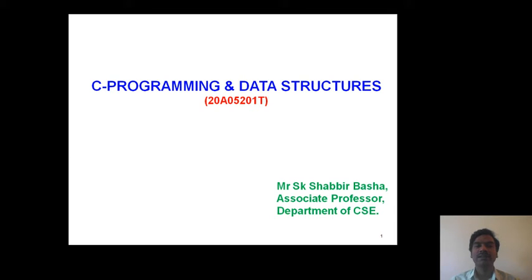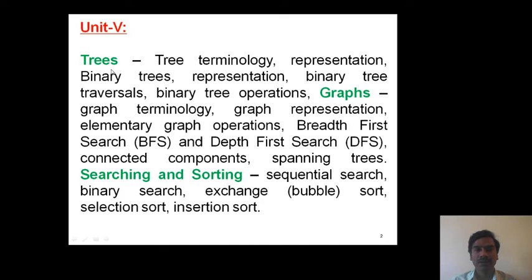Hello students, in this session we will discuss Unit 5 concepts. This one, Unit 5 syllabus. Here it mainly consists of two important data structures, trees and graphs. Then searching and sorting techniques.